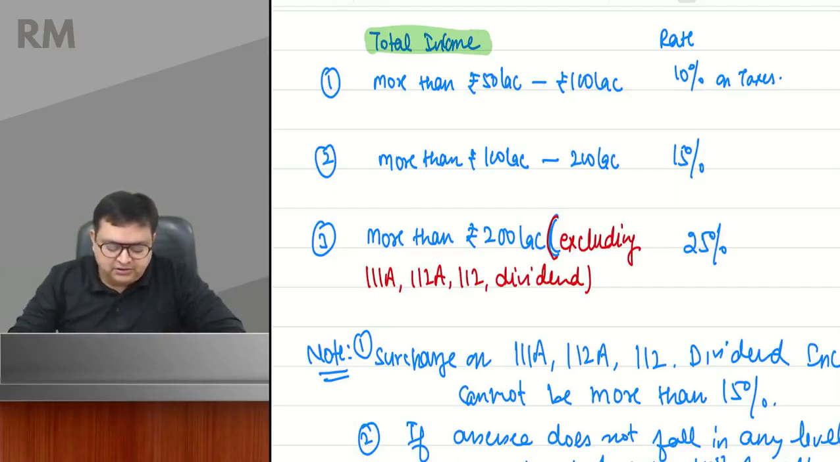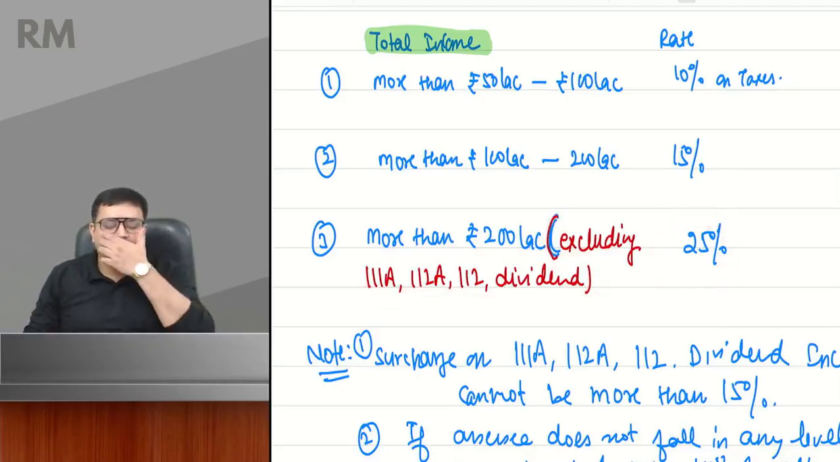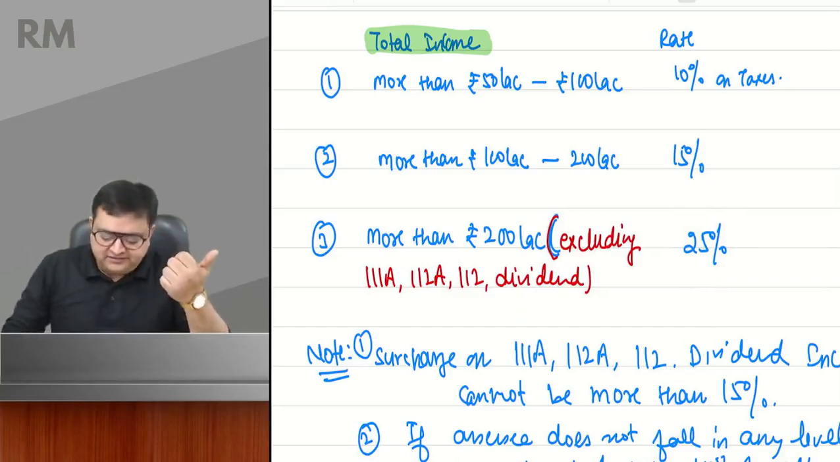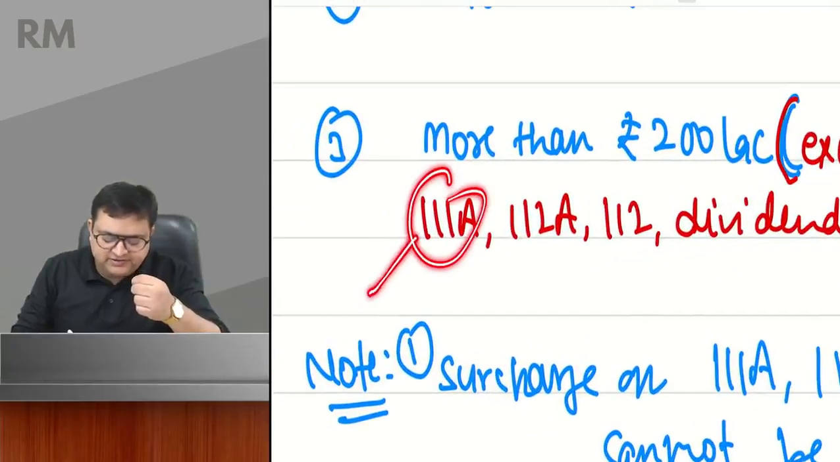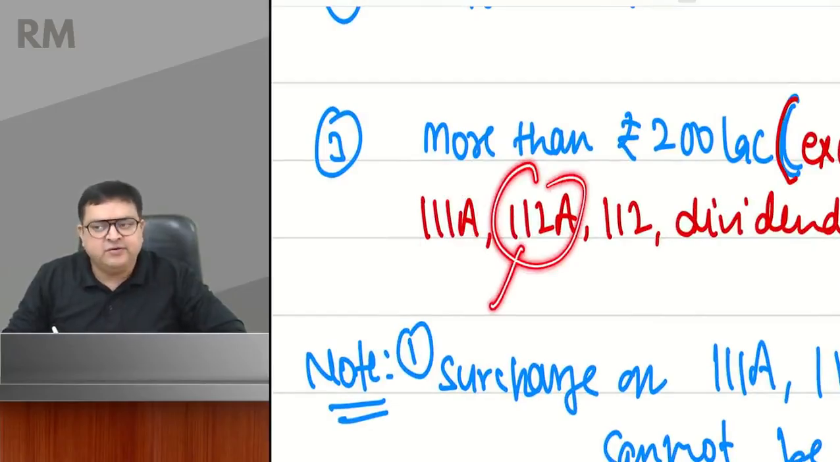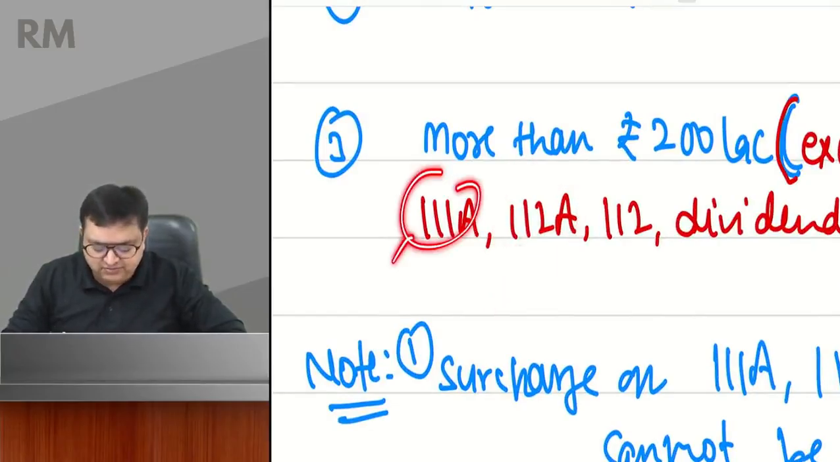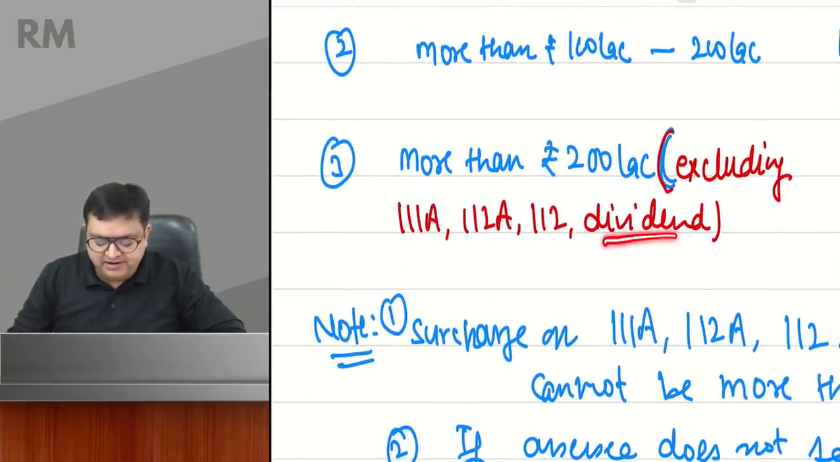And if the total income is more than 2 crores, but guys, here there is a condition also in third one. If your total income is more than 2 crores, excluding these income, then surcharge rate is 25%. Now, why they have said excluding these income? Because on these income, what is 111A? 111A is equity shares, equity oriented units. 112A, equity shares, equity oriented units, long term. This is short term, this is long term. What is 112? Other long term and dividend income.